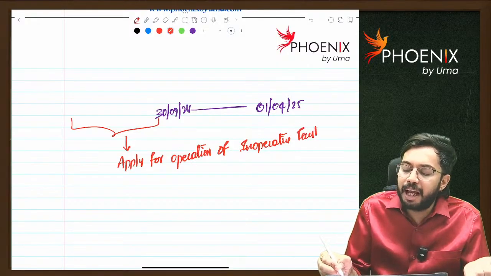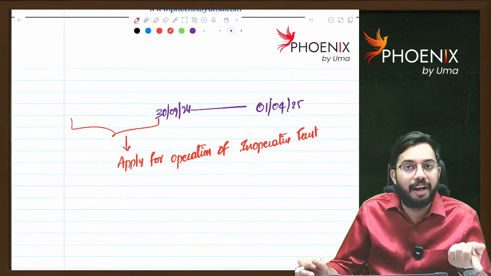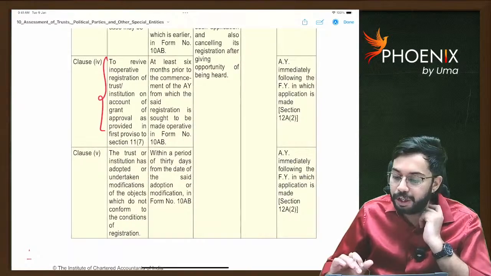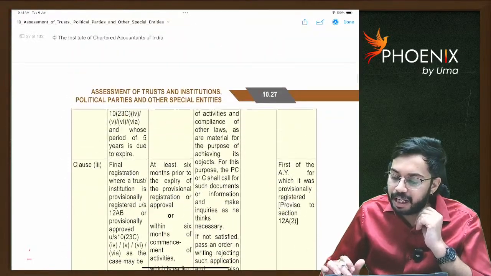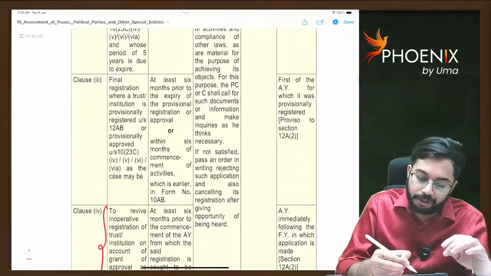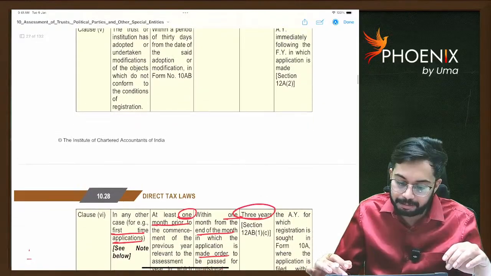Then again, the income tax officer will go through the entire documentation. If he is satisfied, he will grant final registration. Otherwise, he will reject the registration after giving opportunity of being heard. It is also available for 5 years. All of clause 2, clause 3, clause 4, all three are available for 5 years.